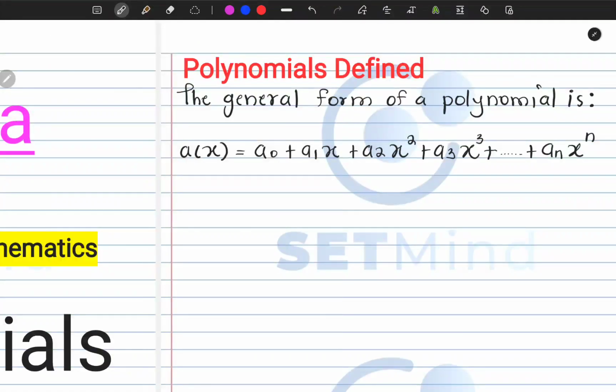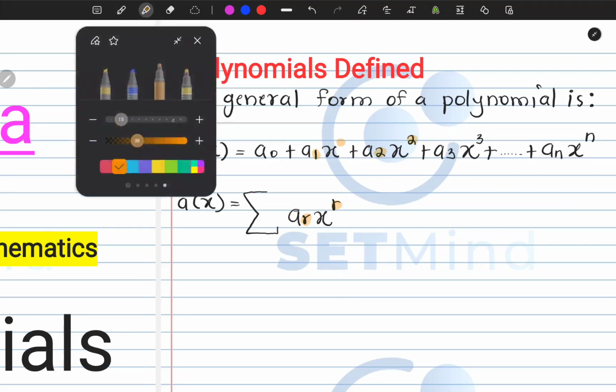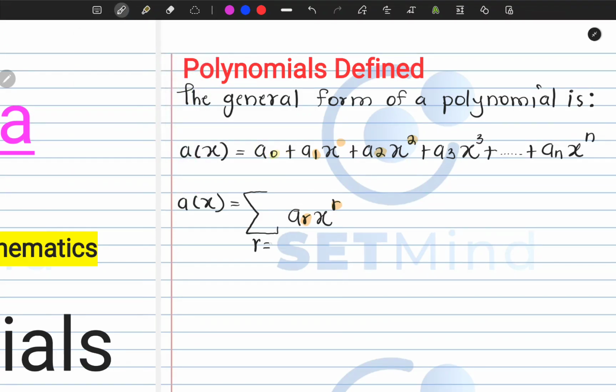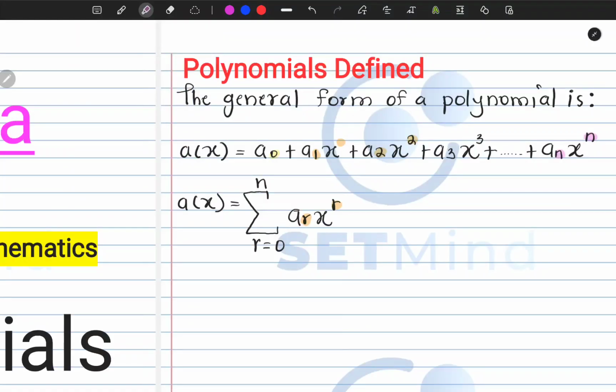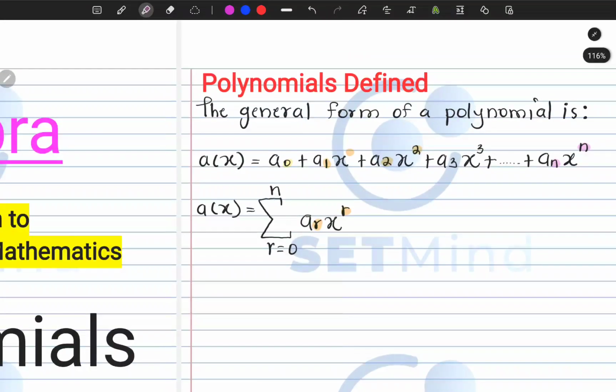This general form of a polynomial can be expressed using the sigma notation. Remember, all the sigma notation does is allow us to write the sum of a certain function in a compact way. So our a of x, if we want to use the sigma notation, we can write it as a_r x to the power of r, because whatever number is sitting here always matches up with the exponent. That is why we have an r and an r there. We are starting from 0, so r will start from 0 and end at n, because the last exponent is n and the last subscript is n. So this is how we can express our polynomial in sigma form.